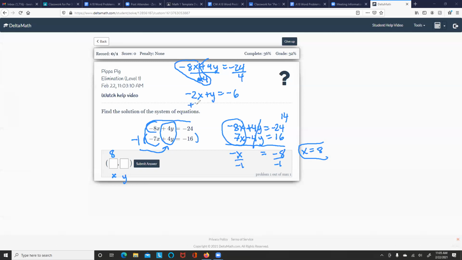I can go ahead and add the 2x over here, so I'm going to get y equals 2x minus 6. So if I solve this, I get y equals 2 times 8, because x is 8, minus 6. So this is going to give me 16 minus 6, which is 10. So the answer should be 8, 10. Let's type it in, if I did everything correctly, and see if we get a correct answer.